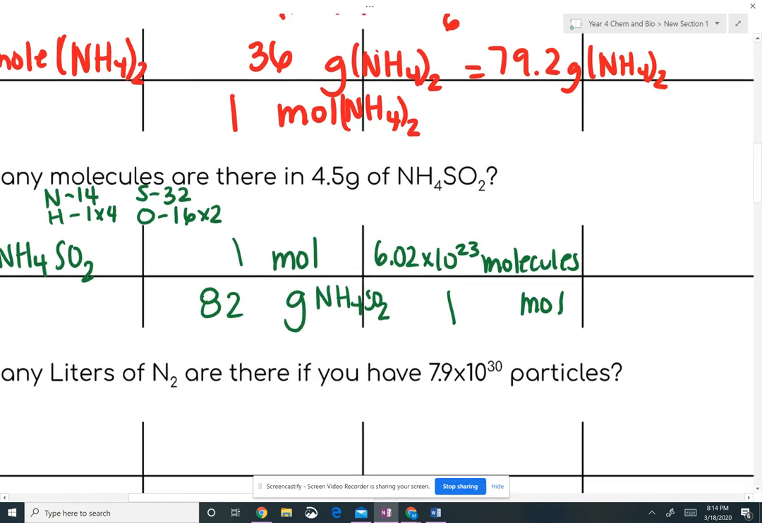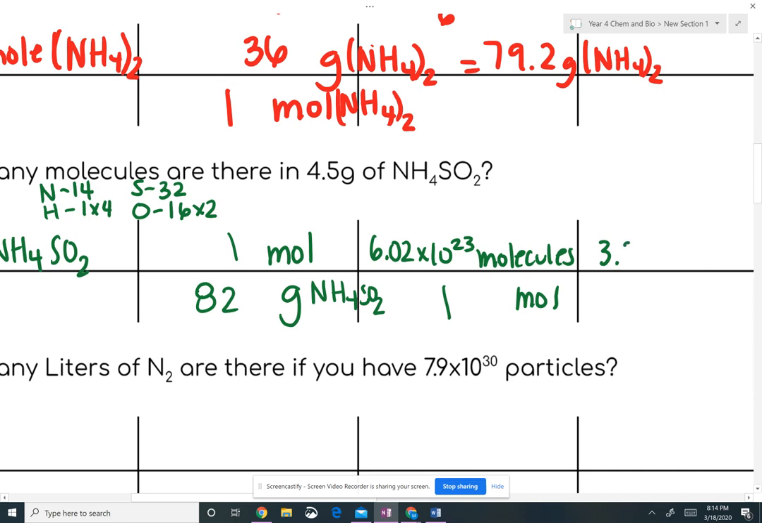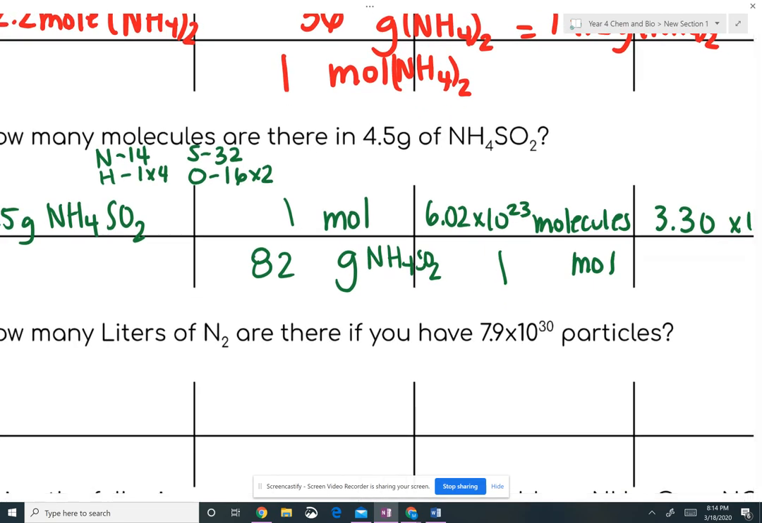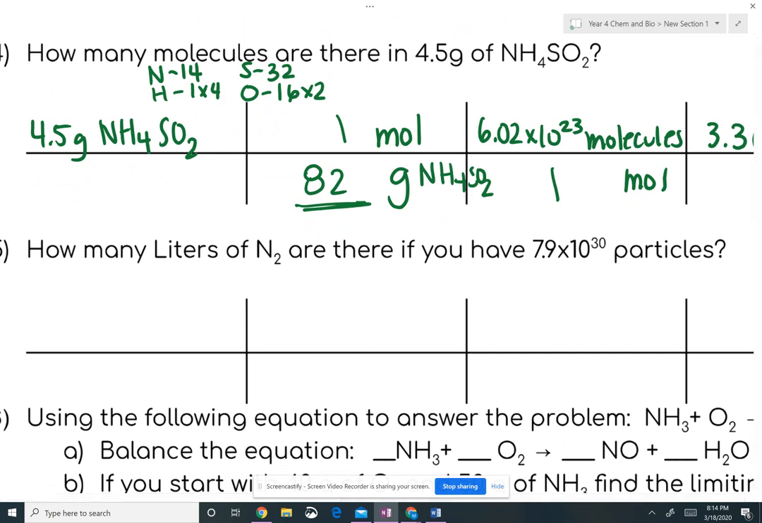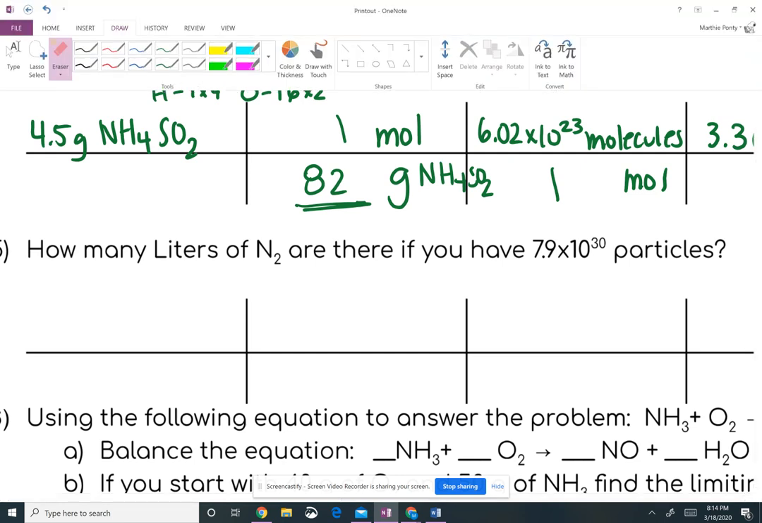And I should get 3.30 times 10 to the 22nd power, right? And again, don't forget, anytime you have grams, that is when I break down the molecule and figure out how much that thing weighs, okay? So the next one, it's asking us how many liters of N2 do you have in 7.9 times 10 to the 30th particles, right? So since they're giving us this number, this is what we're going to start with.